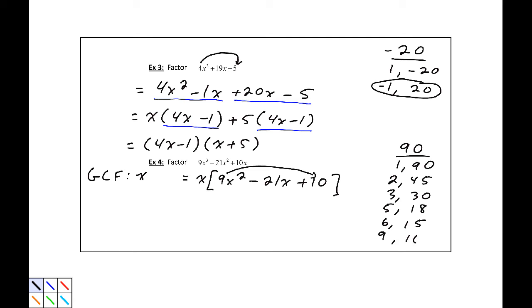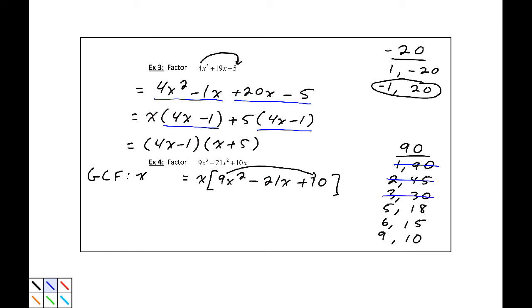All right. Now I need a pair of these factors that multiply to be 90, which they all do, and also add to be negative 21. So 1 and 90 add to be 91. That's not it. 2 and 45 add to be 47. That's not it. 3 and 30 add to be 33. That's not it.